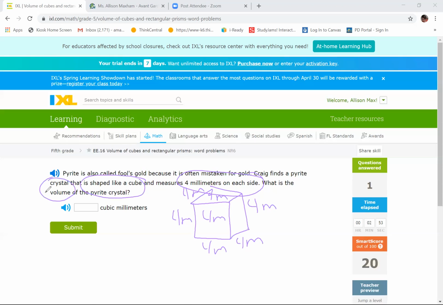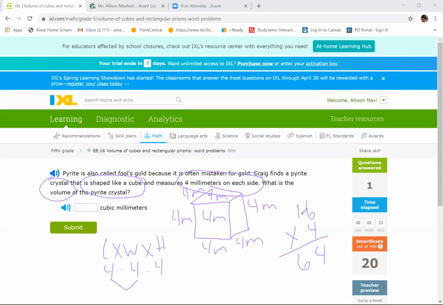And how do we find the volume? We do length times width times height. So it's 4 times 4 times 4. And we know 4 times 4 is 16, and we know that 16 times 4 is 64. I'm hoping it's 64 because I remember in the PowerPoint we did 16 and 16 are 32, 32 and 32 are 64. See, these patterns help me.